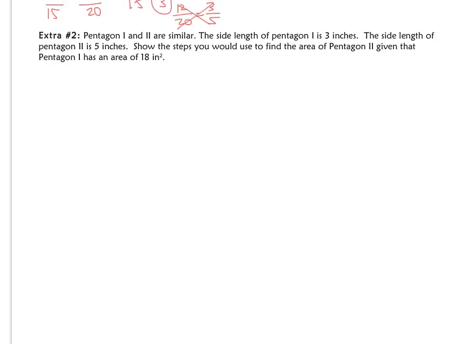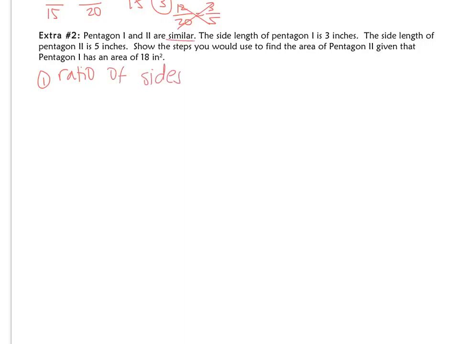It says pentagon 1 and 2 are similar. The side length of pentagon 1 is 3. The side length of pentagon 2 is 5 inches. Show the steps you would use to find the area of pentagon 2, given that pentagon 1 has an area of 18 inches squared. Okay, so the first thing that you should have done is noted the ratio of the sides.